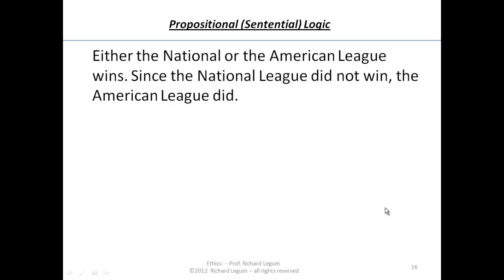Taking a look at that first argument: either the National or the American League wins. The National League did not win. Since the National League did not win, the American League did win.